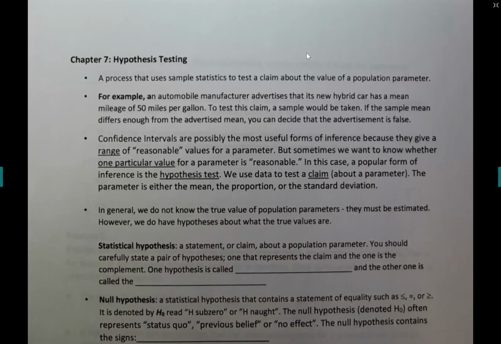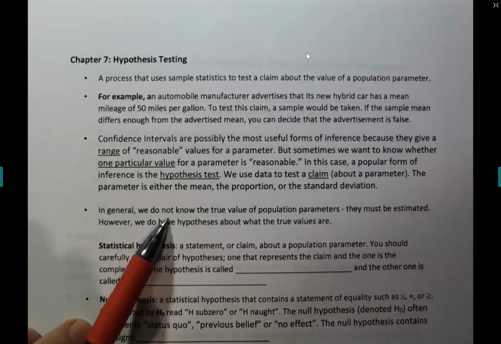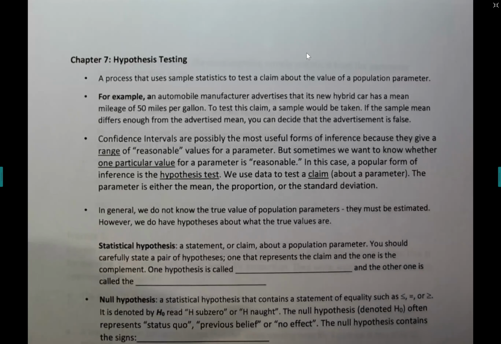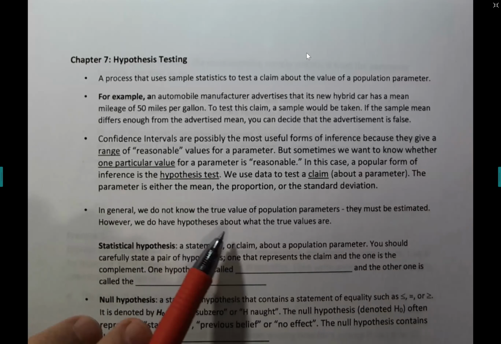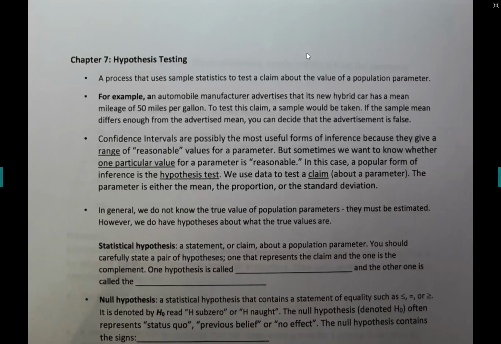In general, guys, we don't know what the population mean is. We never know. If you ask me, guys, what's the average salary of a person in the United States? How do I know that? We have over 300 million people. We cannot figure this out, but we can make conclusions. We can make predictions. We can make estimates. So in general, we don't know the true value of a population parameter.